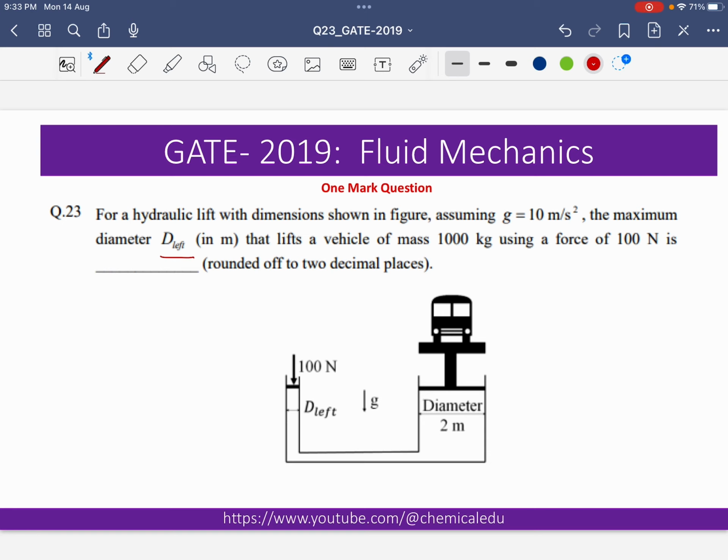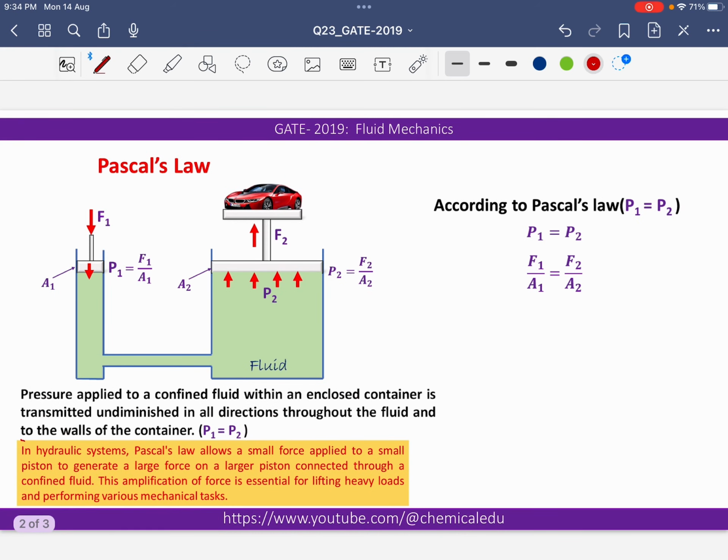This problem is actually an application of Pascal's law, applied to a hydraulic lift. Now how does the applied force lift and work? It is based on the principle of equal pressure transmission throughout the fluid. Here a narrow cylinder is connected to a wider cylinder, fitted with airtight pistons. Here is one piston, here is another piston, and this is filled with an incompressible fluid.